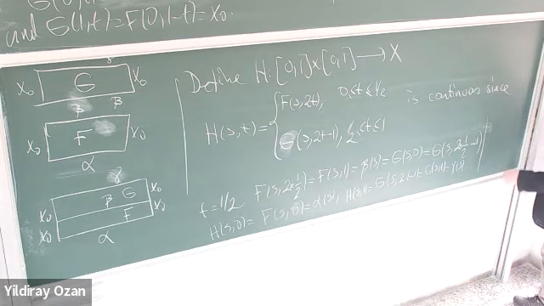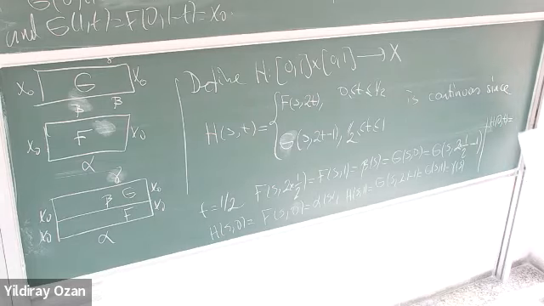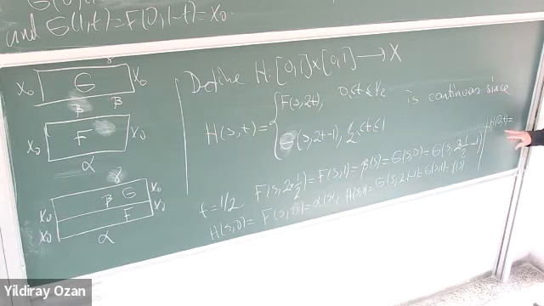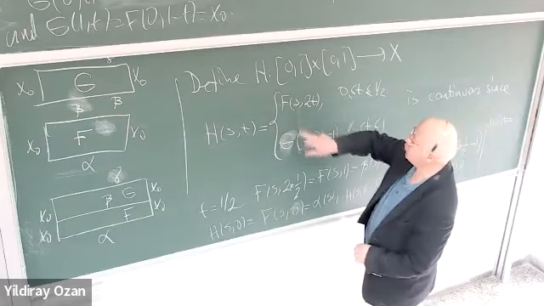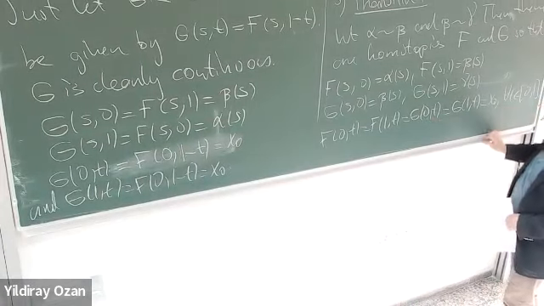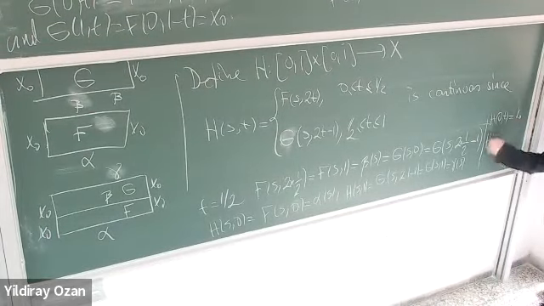We also have to check the endpoints. H of 0, t: depending on t, you use either this one or this one, but since s is zero, it doesn't matter whether you use this one or this one. F of 0, t and G of 0, t are both x zero. Therefore, this thing is just x zero. And similarly, H of 1, t is also x zero. Therefore, this is the required homotopy from alpha to gamma.